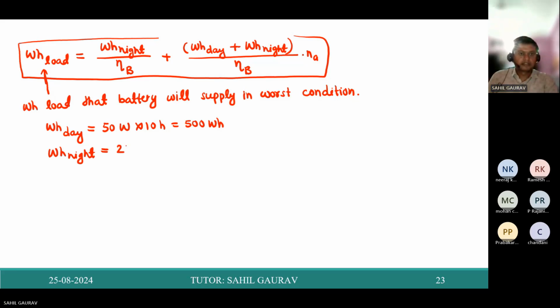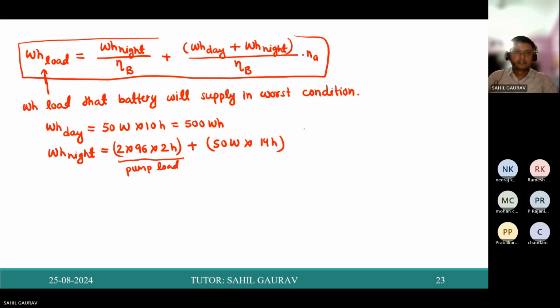Watt hour night is: twice we have to run the pump load. So 2 into 96, and it is running for 2 hours. So this is for pump load. And then this light load is running for the whole duration. So 50 watt into 14 hour. So it will give you 384 watt hour plus 700 watt hour, so it will give you 1084 watt hour.